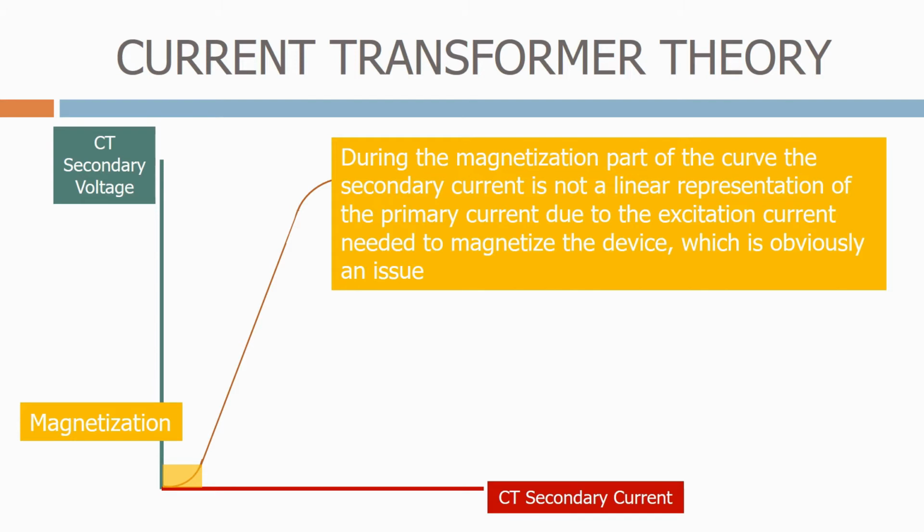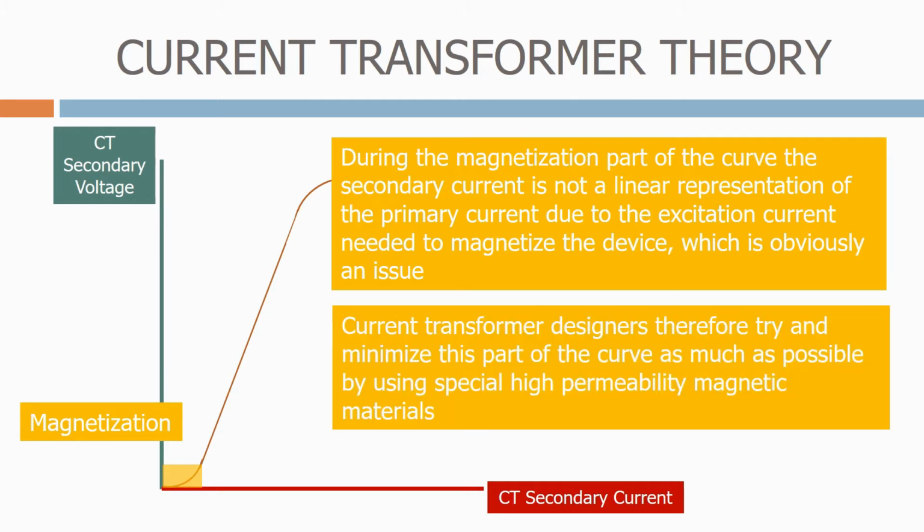During the magnetization part of the curve, the secondary current is not a linear representation of the primary current due to the excitation current needed to magnetize the device, which is obviously an issue. Current transformer designers therefore try and minimize this part of the curve as much as possible by using special, high permeability magnetic materials.